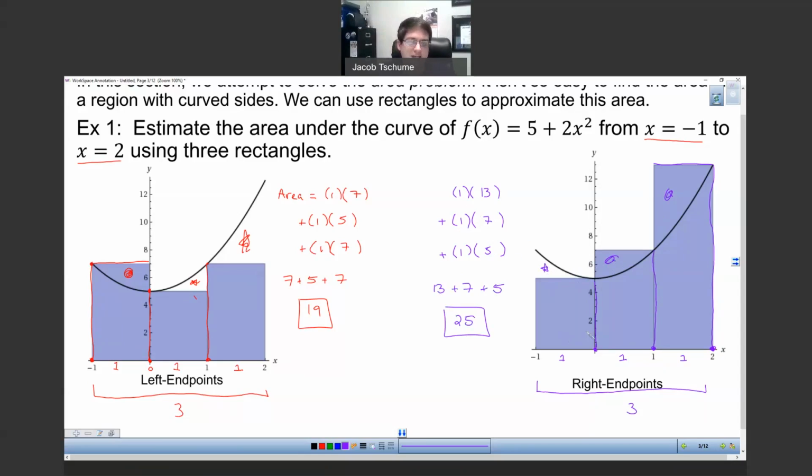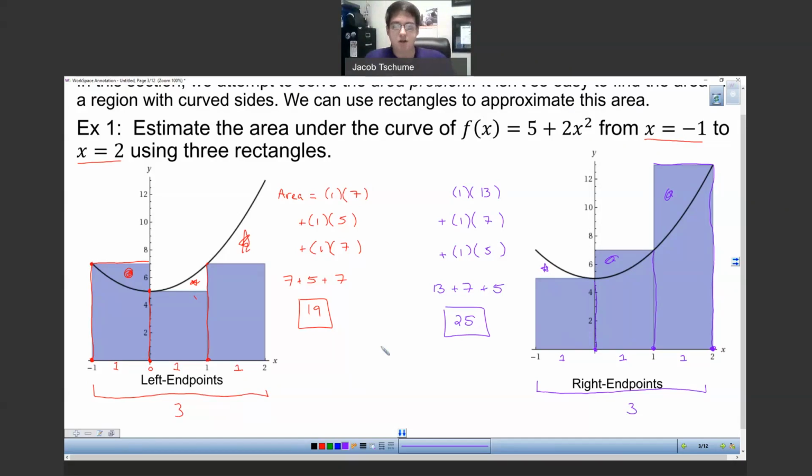Now, the idea we're about to develop here is how can we get a better approximation? Well, we did left endpoints and got something way too small. Right endpoints gave us something way too big. Is there a way that we can find it to be better? And there is, and that's going to be on the next slide.